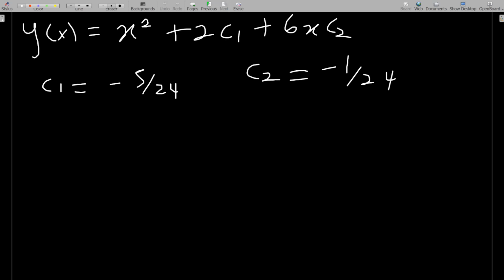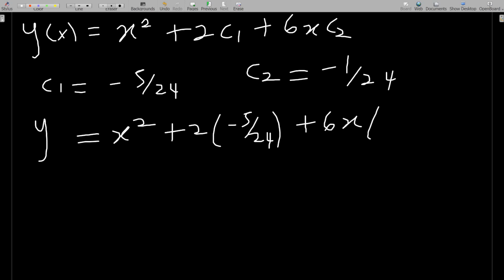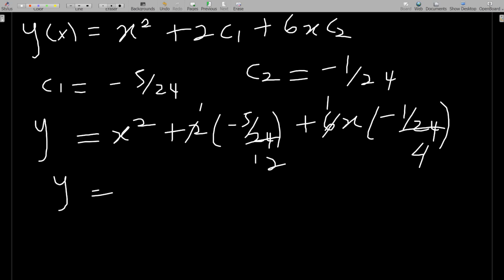So what you do is just put them back in it, and you have y of x is equal to x squared plus 2 into negative 5 over 24 plus 6x into negative 1 over 24. Okay, so just simplify them. 2 goes here 1, goes here 12, 6 goes here 1 and goes here 4. So you have y of x is equal to x squared minus 5 over 12, then minus x over 4.